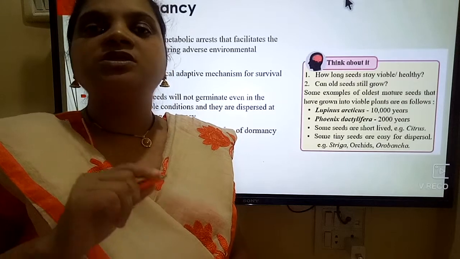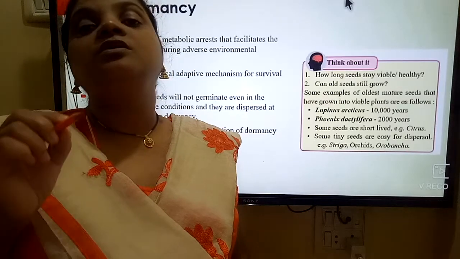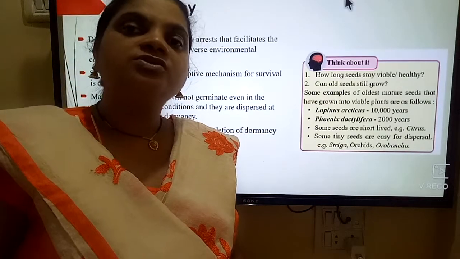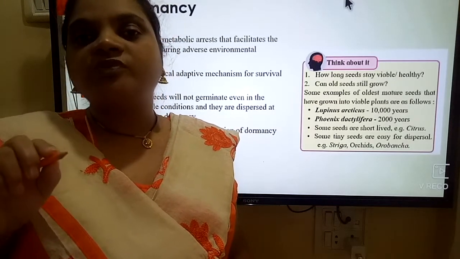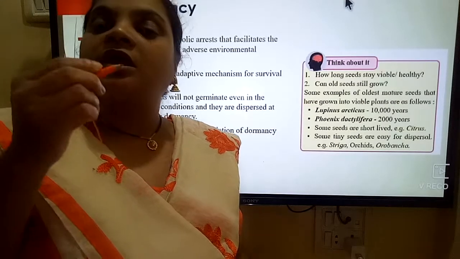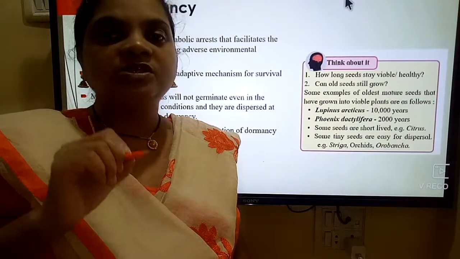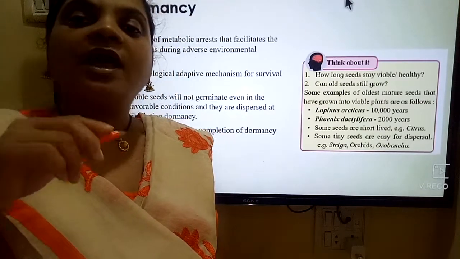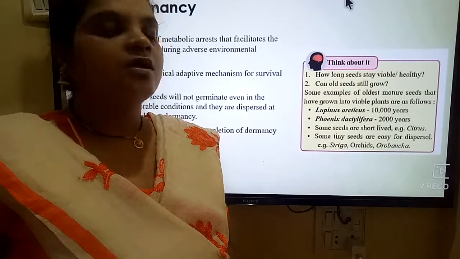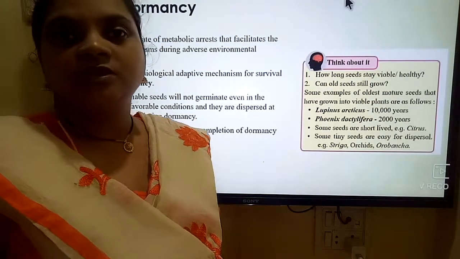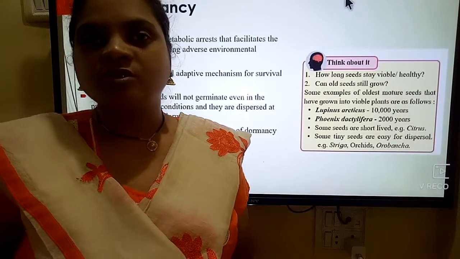A viable or mature seed may not germinate even under favorable conditions. Such a seed gets dispersed to different places during the dormancy period, and germinates after the completion of the dormancy period. This is called dormancy. So this is all about fruit and seed development and dormancy. Thank you.